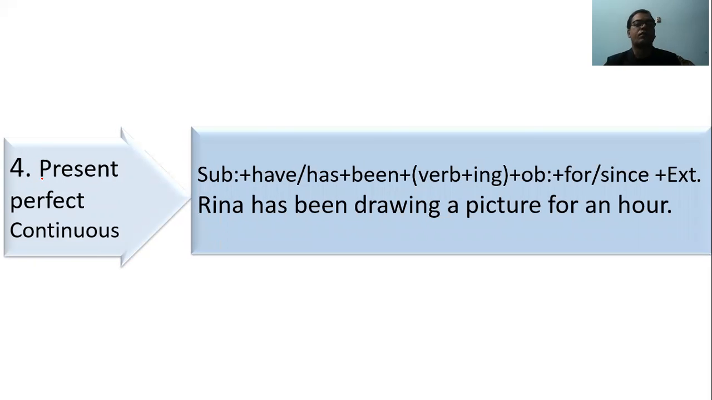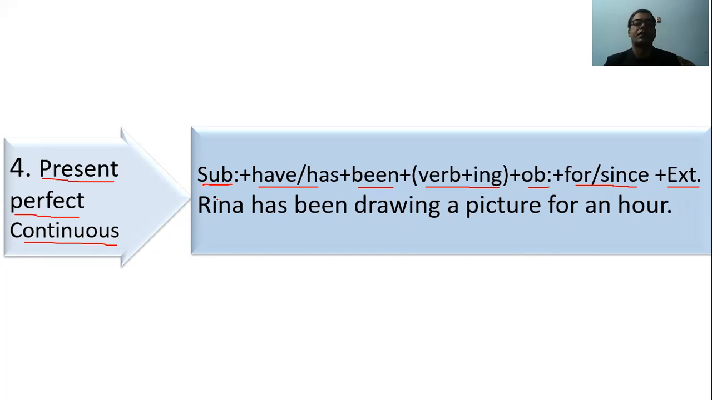Yes, dear learners. Then we are going to know about present perfect continuous. And the structure here for present perfect continuous. First one, subject. Then you have to use here have or has. Then you have to use been. Then you have to use the base form of the verb with ing. Then object. Then you have to use for or since. Then you have to use here an object or extension.